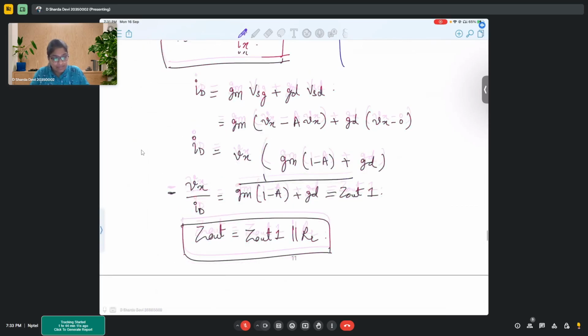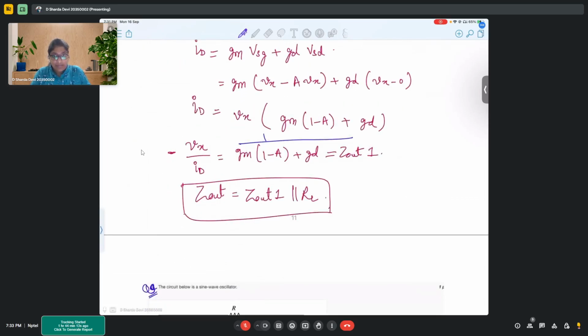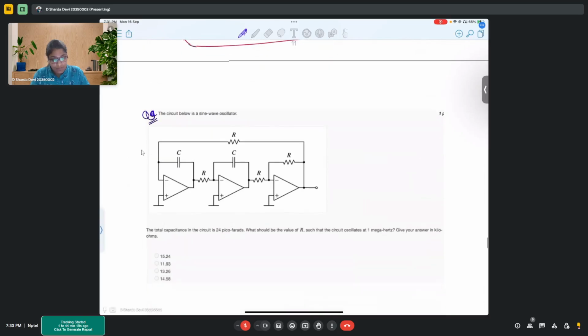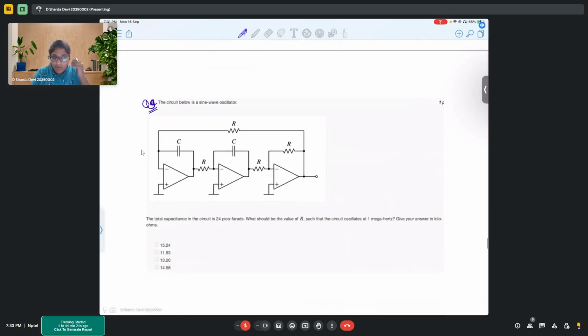But the method is clear, right? Yes. Okay, so let's move on to the next problem. See here in this problem, you have a sine wave oscillator.